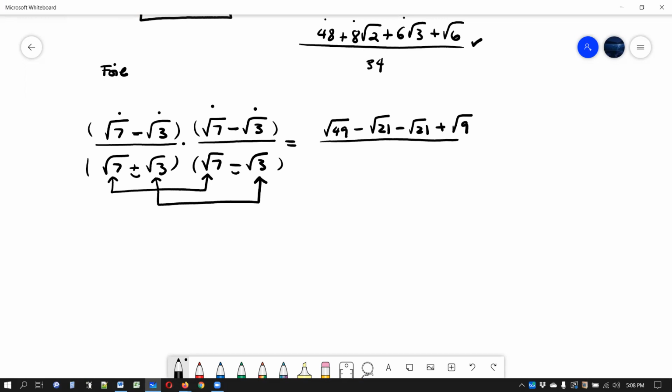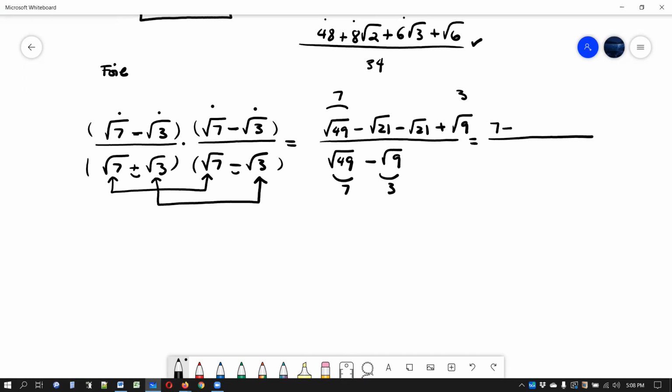So radical 7 times radical 7 is radical 49. And then radical 3 times minus radical 3, minus radical 9. Okay, this is 7. This is 3. This is 7. This is 3. So I have 7.